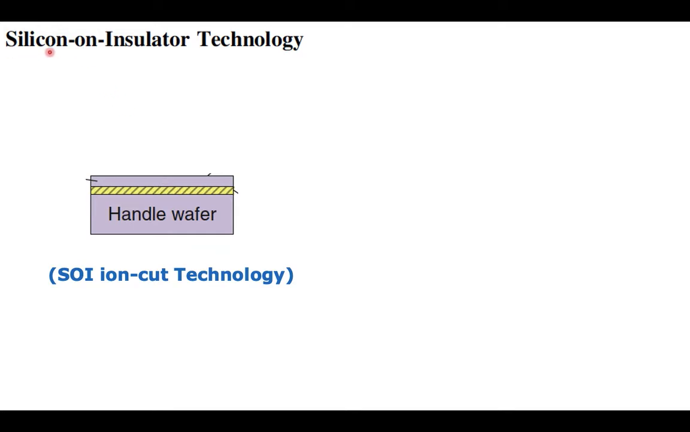Now next, I'll give you one or two examples where we use the ion beam for different purposes. This is called silicon on insulator technology, normally called SOI ion cut technology. Let's say I have a silicon substrate that I'm going to use for device fabrication. All you need is a silicon dioxide layer grown at a particular depth, and then again silicon. So this is silicon, this is SiO2, and this is again silicon.